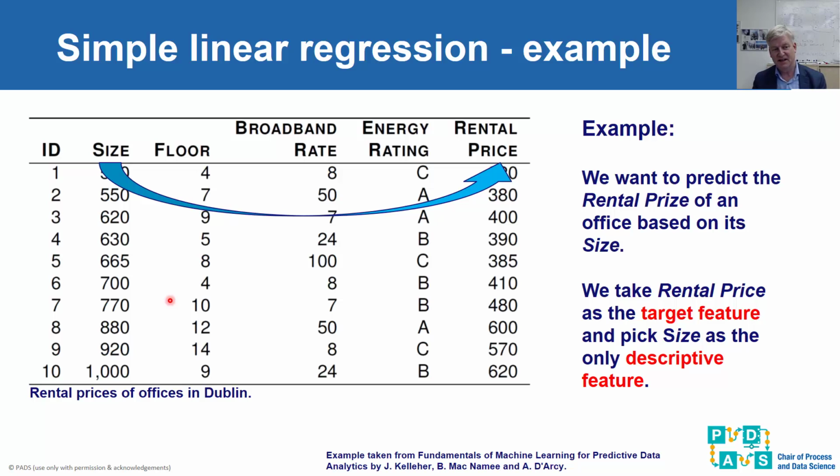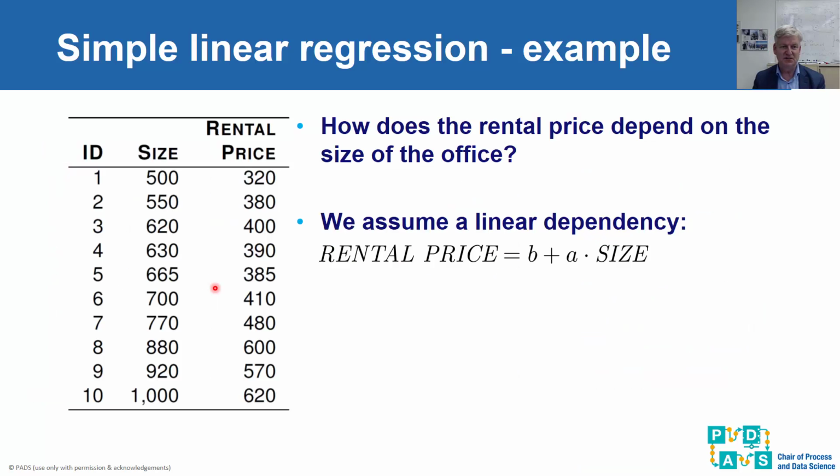And the basic idea is to find a linear function linking size to rental price. So the assumption could be that the bigger the apartment that you would like to rent out, the more money that you will get. So I remove the other columns and I just look at the column size and rental price.